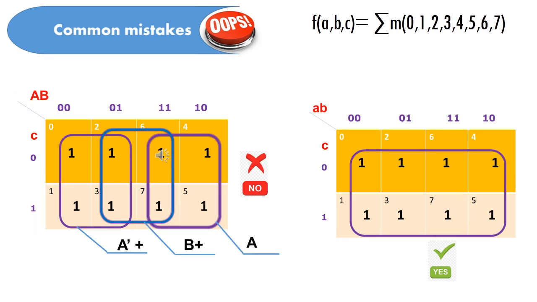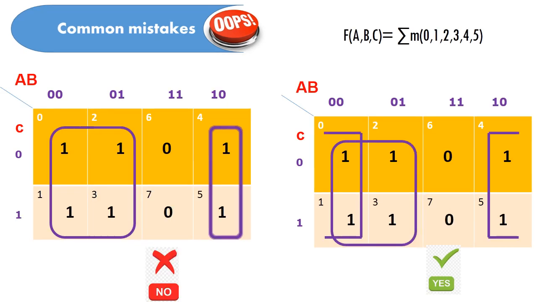In this case, all the cells are filled with logic 1, so we shall combine all the cells. Groups may wrap around the table. The leftmost cell in the row may be grouped to the rightmost cell. This rule is not followed in the left side K-map.